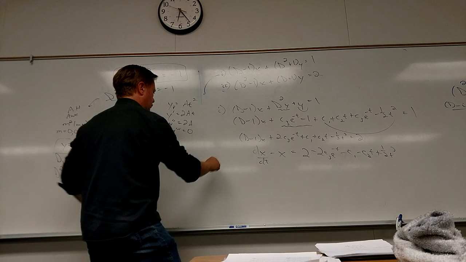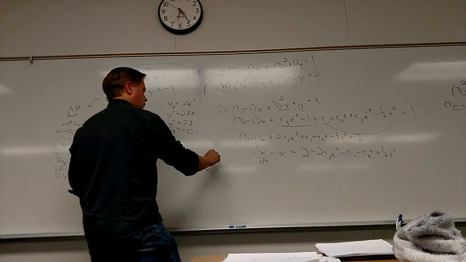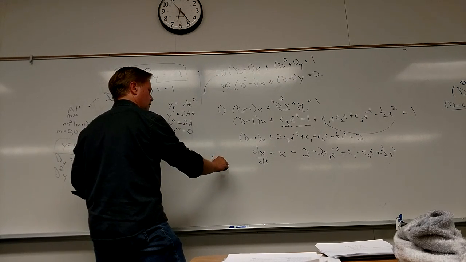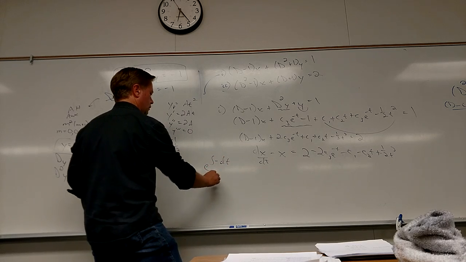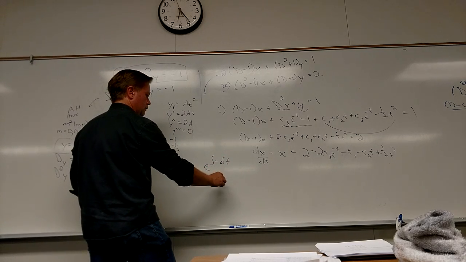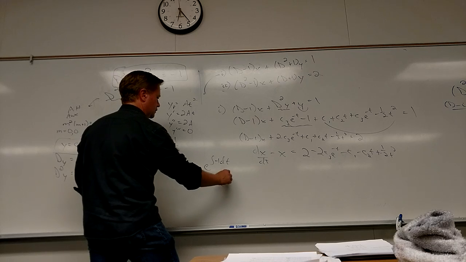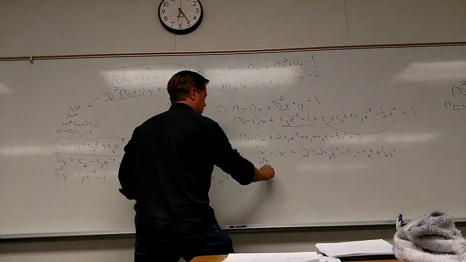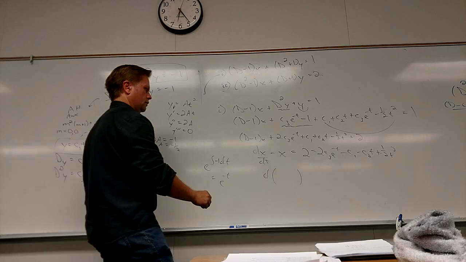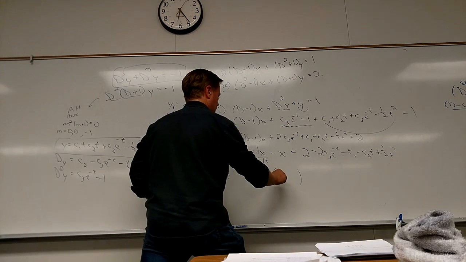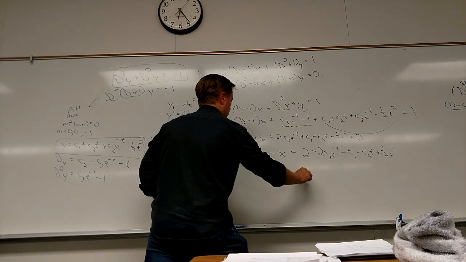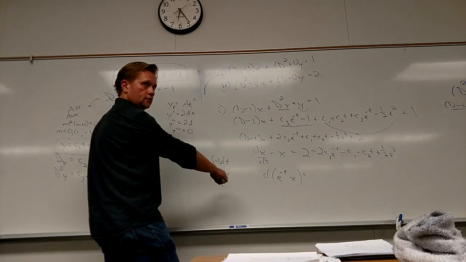So now, integrating factor, what's it going to be? E to the negative t. So you just get e to the negative t. So then this becomes d of e to the negative t x. I've got to multiply by e to the negative t.